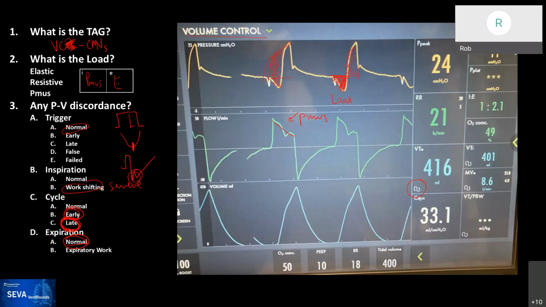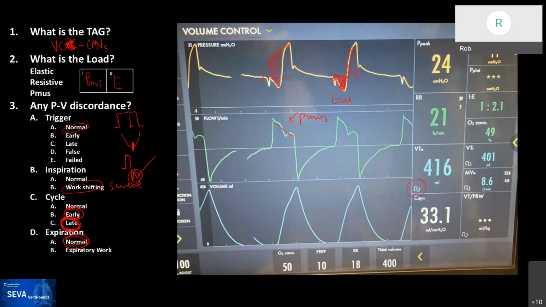Yeah. And I don't know if Michael was trying to think of an early trigger. Yep. But the early trigger is defined as a machine trigger followed by a patient effort, right? Yep. You can never have an early trigger or reverse trigger with a patient triggered breath.